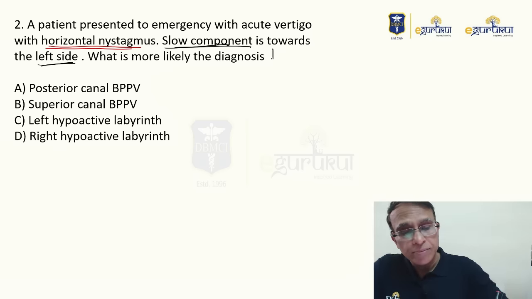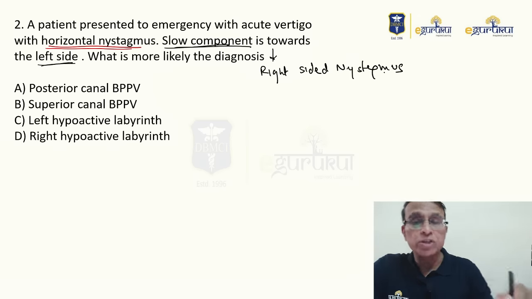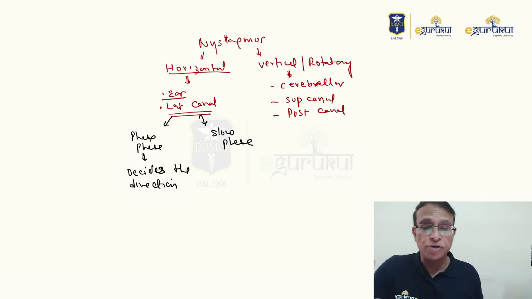This is because the fast phase decides the direction. This is right sided nystagmus. Okay, because the slow is on the opposite side, the fast component has to be on the right side, and the fast component decides the direction of the nystagmus, and since the fast is on the right side, it is right sided nystagmus. So these two things we know from this much.